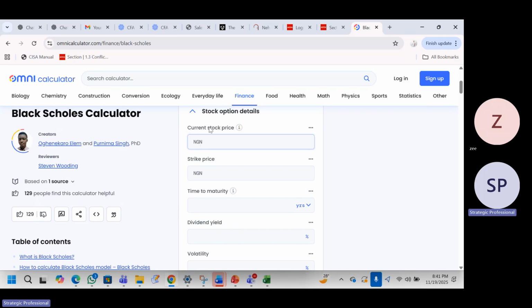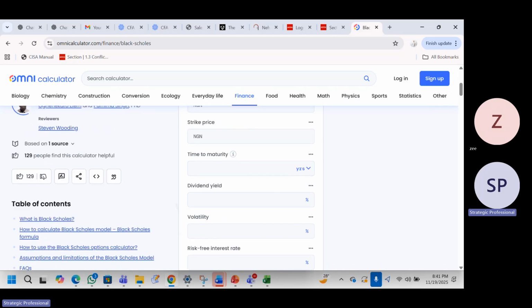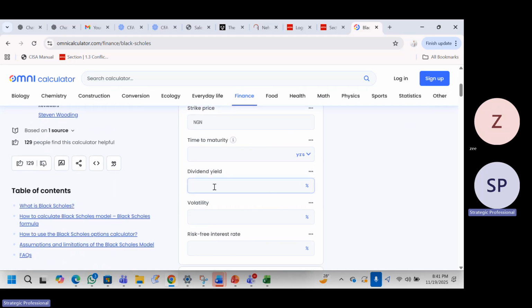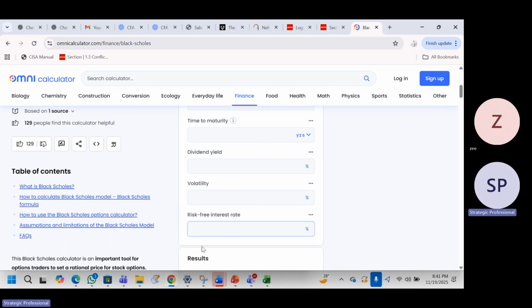So this current stock price you are using, they will give you as PA. You put PA here. Strike price is your PE. Time to maturity is your years. This dividend yield, ignore, because we don't need dividend yield in advanced investment appraisal. Volatility is the standard deviation. They will give you in a question. And the risk-free rate is the government risk-free rate that they will give you.